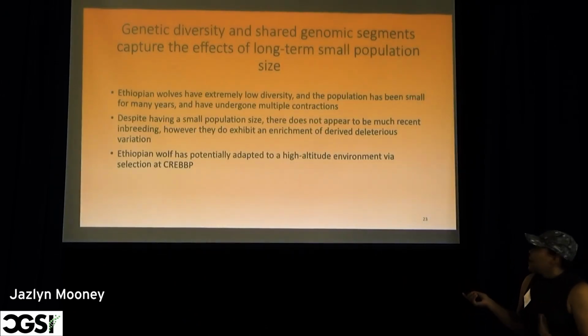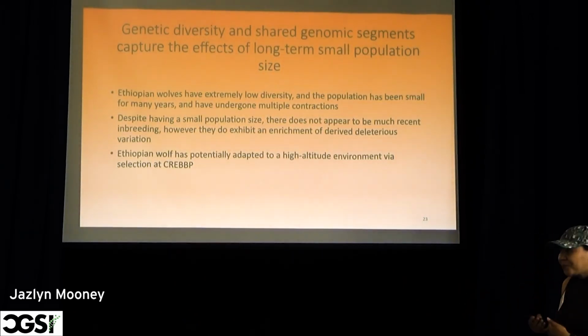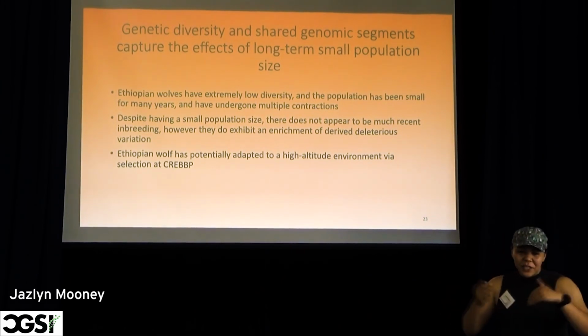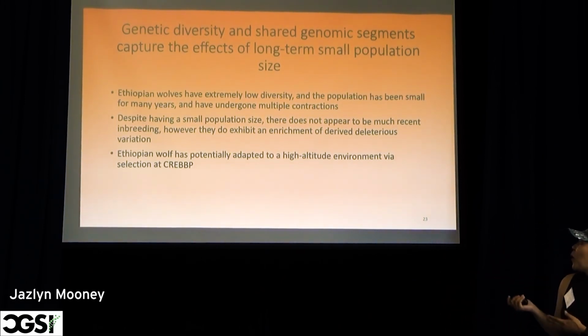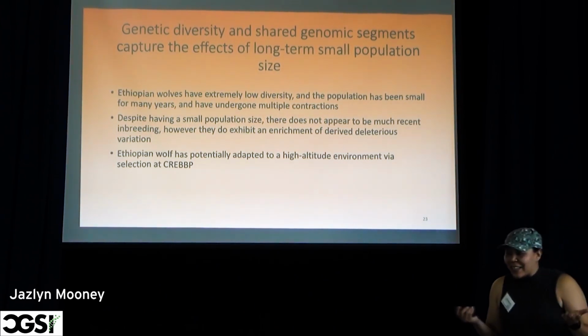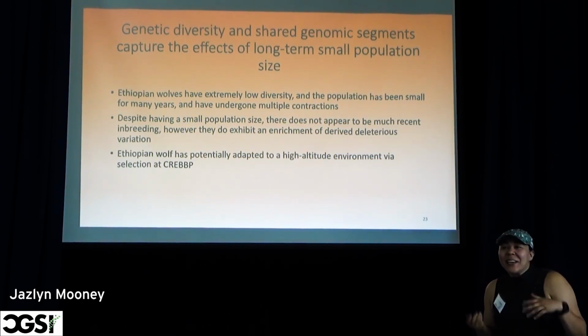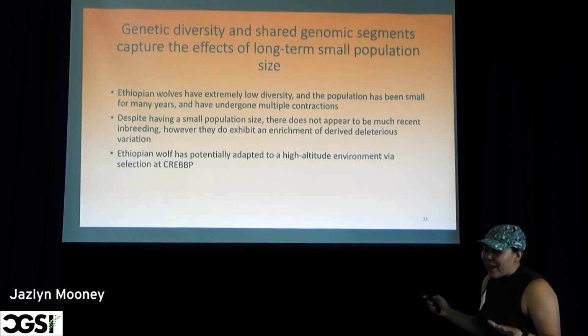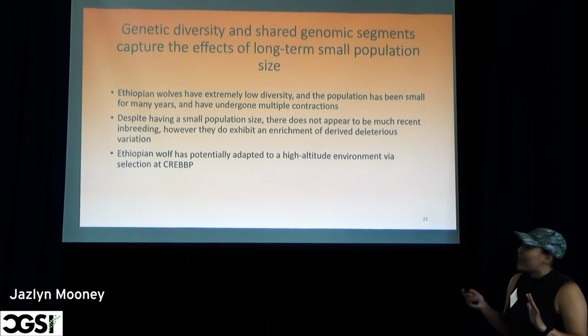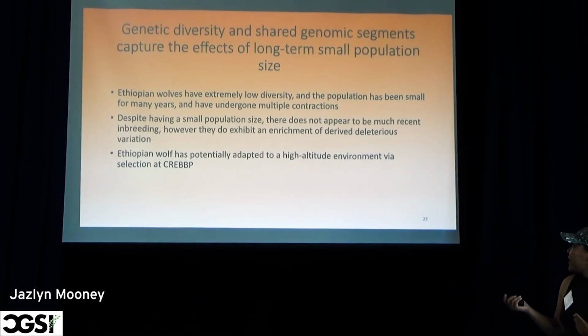So in summary, Ethiopian wolves have low diversity, been small for many years, population is just contracting, but hopefully they're not all that inbred, at least in the population we look at, they don't appear to be, and thankfully it looks like they've at least adapted to high altitude. So that's great. So yay for the Ethiopian wolves, and that's the close of kind of like what can we learn from a wild population.